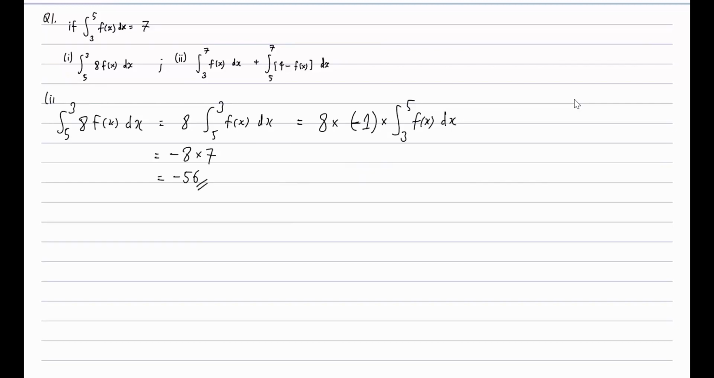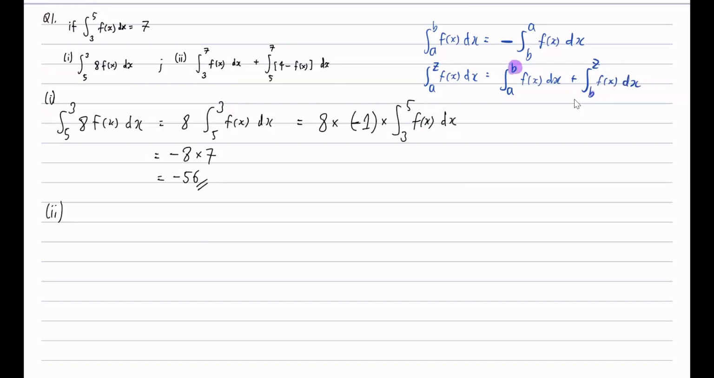How about part 2? Let's try. What are the few generic rules you need to know? First thing, integral from a to b of f(x) dx is equal to -1 times the integral from b to a if you swap the limits. Another thing, integral from a to c of f(x) dx is equal to integral from a to something in between, let's say b, of f(x) dx plus integral from b to c of f(x) dx, as long as the b is the same.